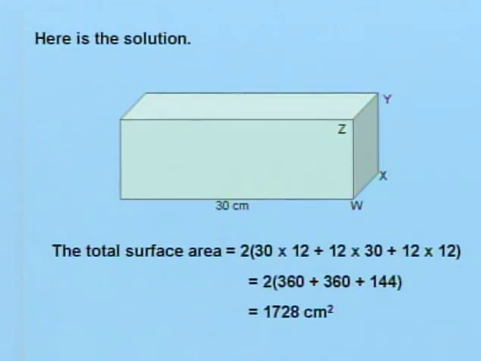Here is the solution. The total surface area is equal to 2 times 30 times 12 plus 12 times 30 plus 12 times 12, which will give us 2 times 360 plus 360 plus 144, which will give us a total surface area of 1,728 cm².